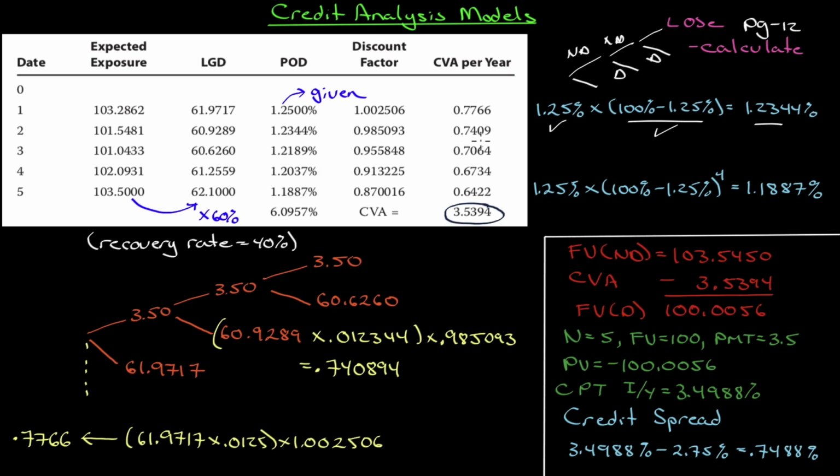Multiply that by the discount factor. There's the present value of the expected loss. Add up all of the present values of the expected loss. We get to 3.5394. That's the CVA.